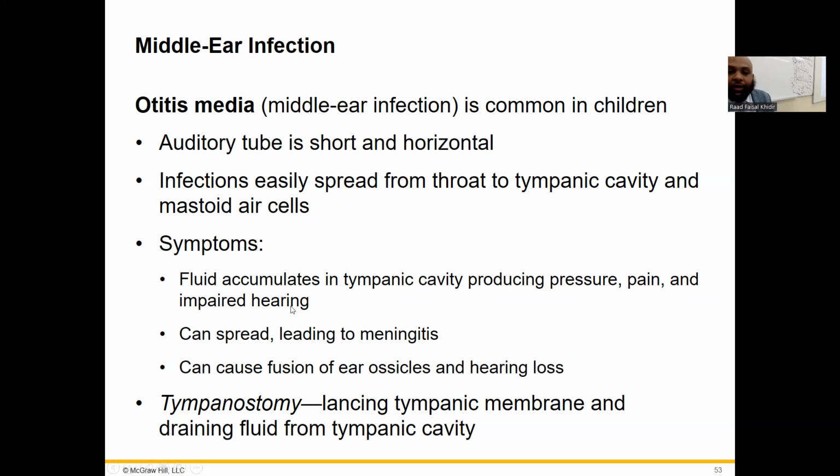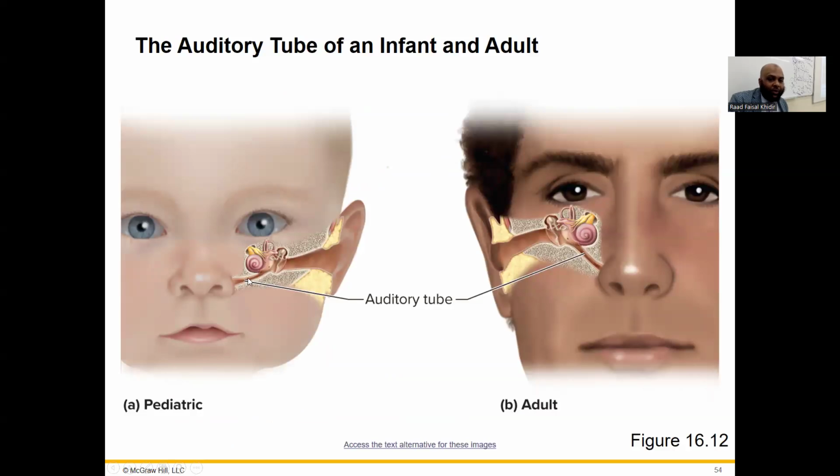Symptoms of the middle ear infection are when fluid accumulates in the tympanic cavity, which produces pressure, pain, and impaired hearing. And we sometimes perform a surgical operation known as tympanostomy. What is tympanostomy? Tympanostomy is lancing the tympanic membrane and draining the fluid from the tympanic cavity. So you see the auditory tube for a child and the auditory tube for an adult. What do you think is the difference? What do you see?